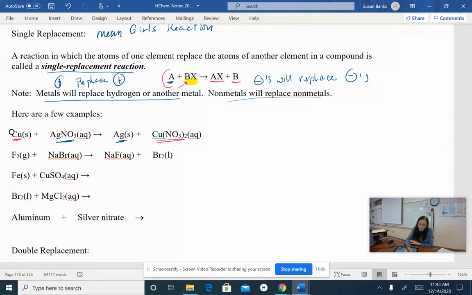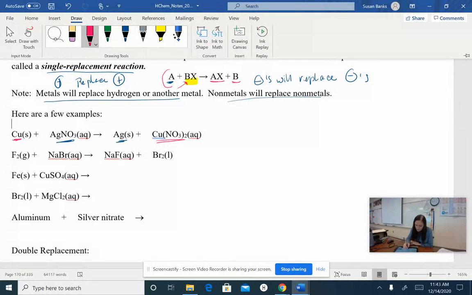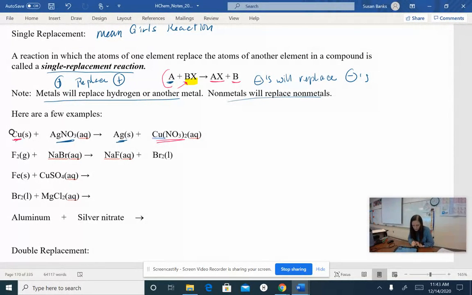Okay, so let's look at how we are going to balance this equation. So I got 1 copper, 1 copper. I'm okay with that. I've got 1 silver and 1 silver. I'm okay with that. Notice I've got this nitrate group and it stays together. So I'm going to balance it as a group. I've got 1 nitrate group and I've got 2 of them over here. So that means I need to double my nitrates over here, which means I've doubled my silver, which means I also have to double my silver here. Okay?